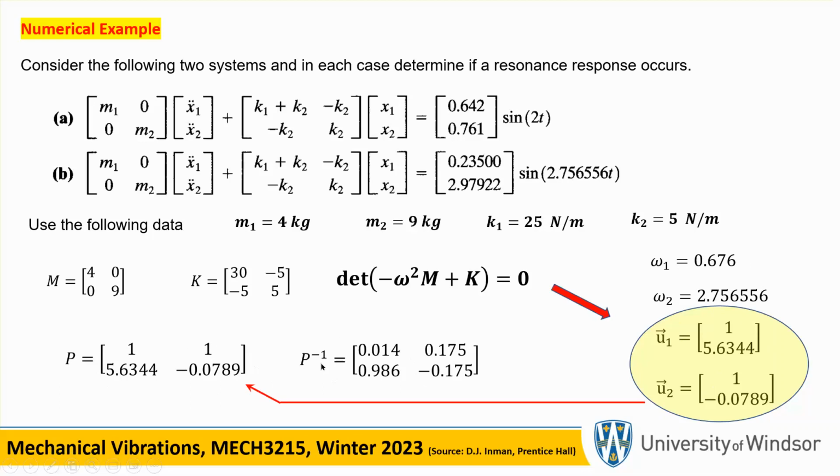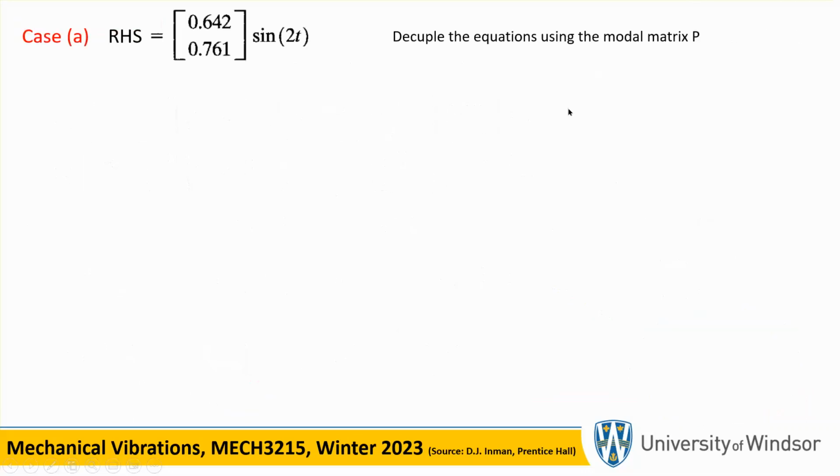I don't need the P inverse, but I just calculated it there for your convenience if you ever needed it. For example, if you had initial conditions and things like that, you're going to need this. But in this particular problem, you want to look at the effect of resonance. It has nothing to do with initial conditions. Now, let's look at the first case.